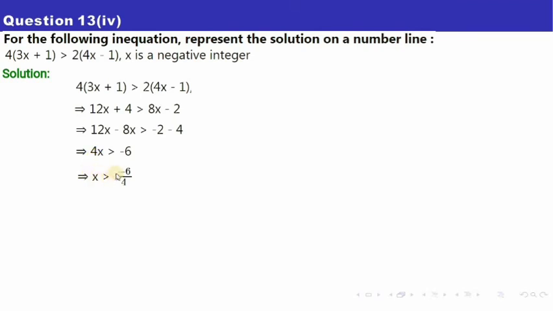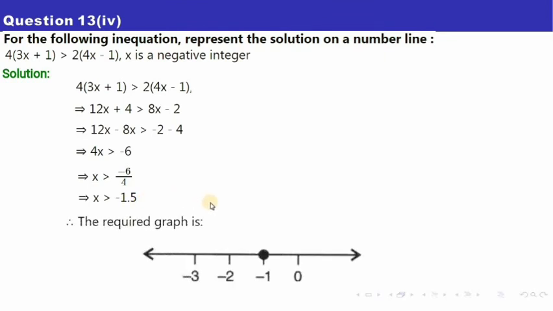Now see, x is greater than minus 6 by 4, which means if you convert this into decimal, you'll get minus 1.5. Okay, so the graph looks somewhat like this. See here, 0, here is minus 0.5, this is minus 1, minus 1.5 will be here. Okay, so remember x is a negative integer, and we want the negative integers greater than minus 1.5. Whenever we search for a greater number, we go to the right side, isn't it? So going to the right of minus 1.5, we see that there is only one negative integer, and that number is minus 1. So that's why this gives you the solution for this particular inequation.